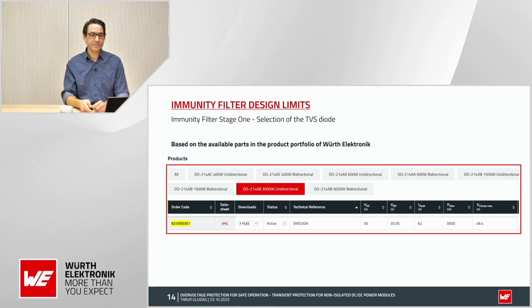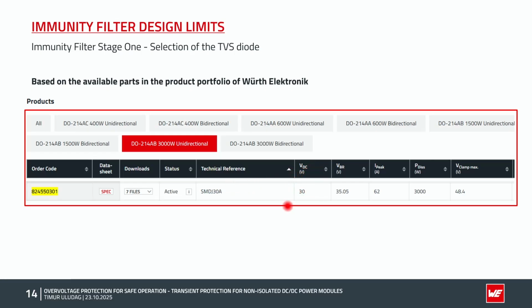Second, how to select the appropriate TVS diode. Here we take the one from our online catalog. We have got this one, where you can see we have got a VDC of 30 volts. We have got the breakdown voltage and all the other parameters also included. So for this example calculation, this is a pretty good one.